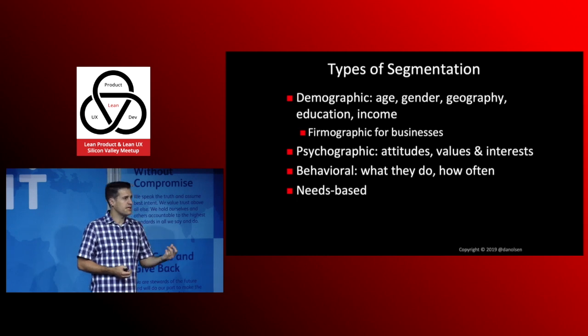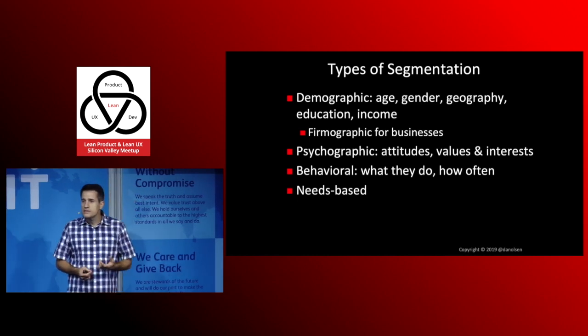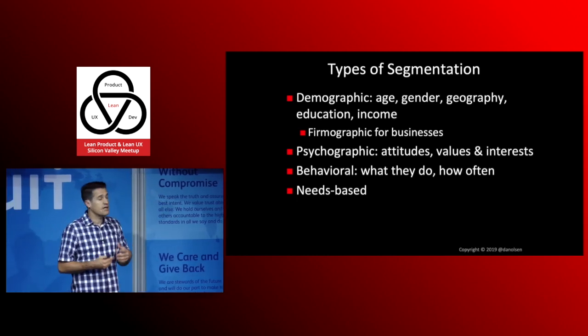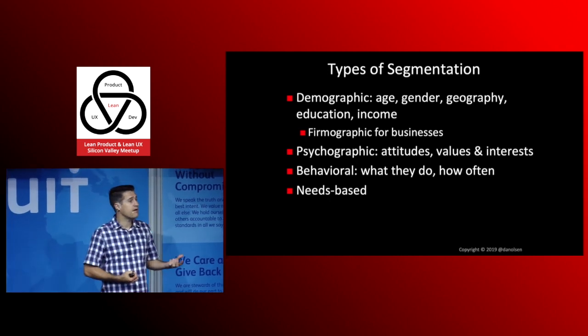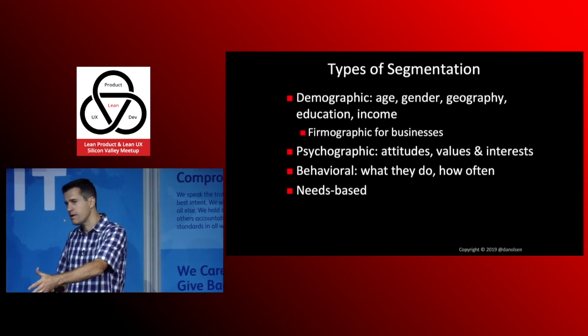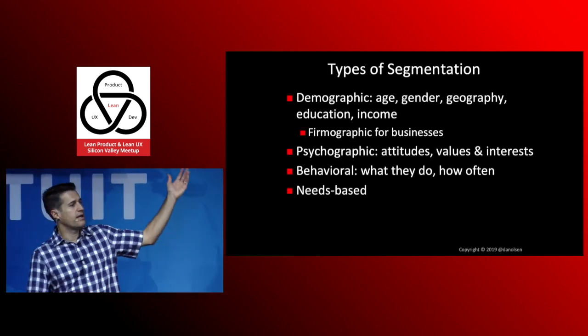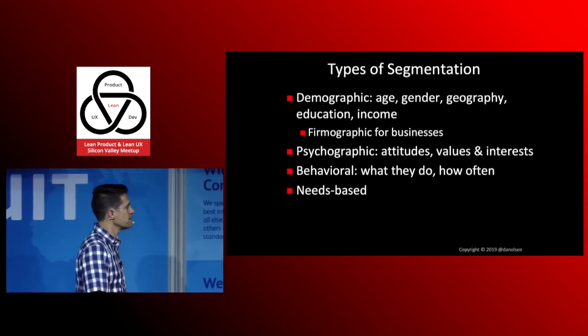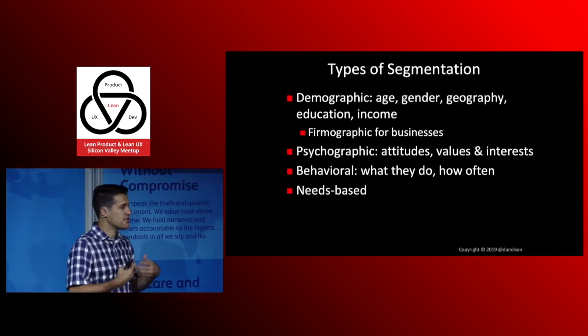This is what do you believe, what's important to you, what are your opinions. So for example, being environmentally conscious would be a psychographic attribute. It would have nothing to do with your age. We could find an 18-year-old that cared a lot about being environmentally conscious. We could find an 80-year-old that cared a lot about being environmentally conscious, right? So that's psychographic. It's what people are saying.